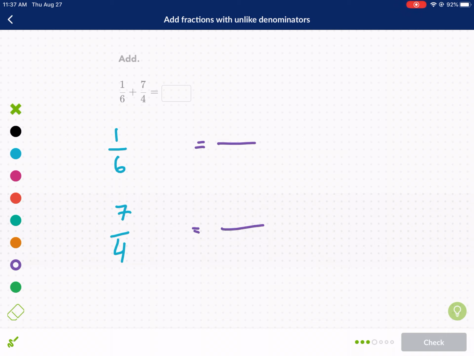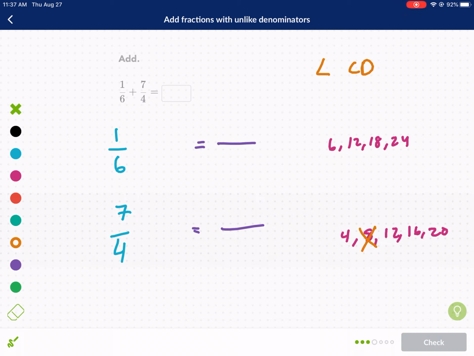Again, what you can do is list all the factors if you really want. So we have 4, 8, 12, 16, 20, and so on. Here we have 6, 12, 18. As you do this, you get a little bit better and you don't need to write out the factors. But what we're looking for here is the least of the common denominators. What do both these numbers go into?